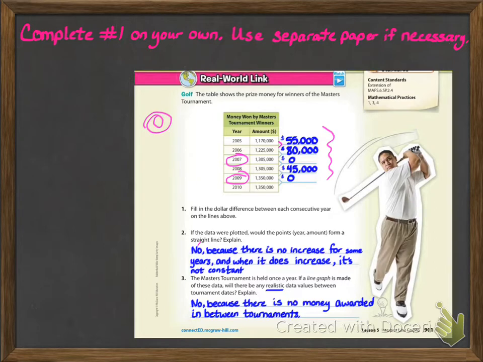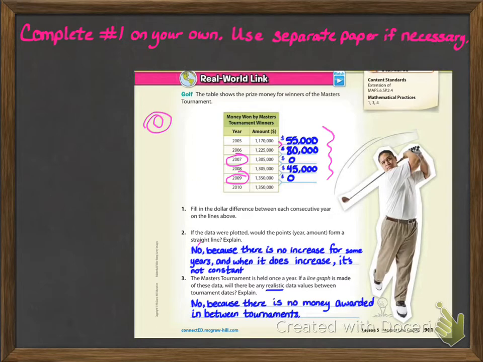That means in 2009, they awarded one winner $1,350,000. In 2010, they awarded another winner $1,350,000. Whatever happened between 2009 and 2010, there was no other tournament, so there's no opportunity for people to win more money because it's only held once a year. So it's basically telling us that there's no realistic, meaning real, data between 2009 and 2010.